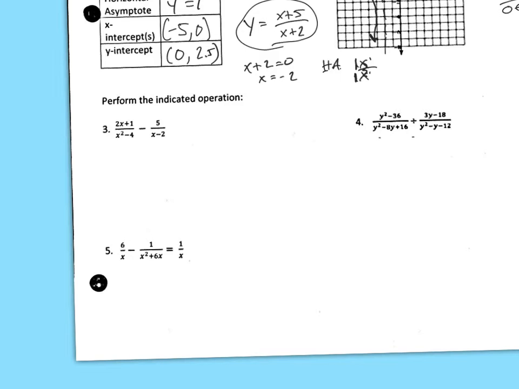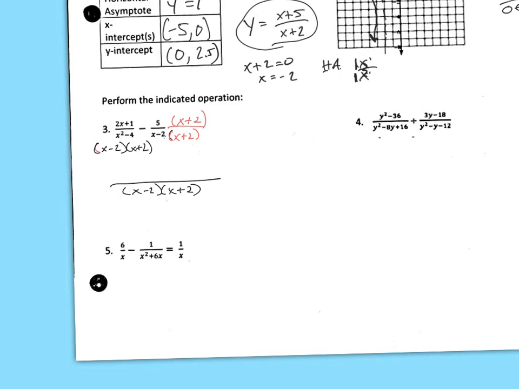So we need the common denominator. So this is x minus 2, x plus 2. You need one of each thing. So our common denominator is going to be just that, x minus 2, x plus 2. Well, this already has an x minus 2, so we're going to multiply this one by x plus 2. Whatever you do to the bottom, you do to the top.